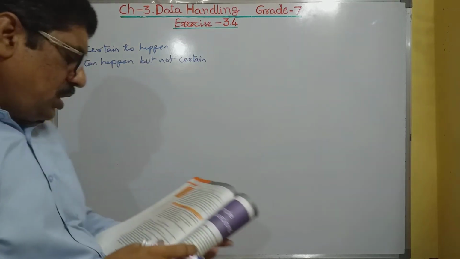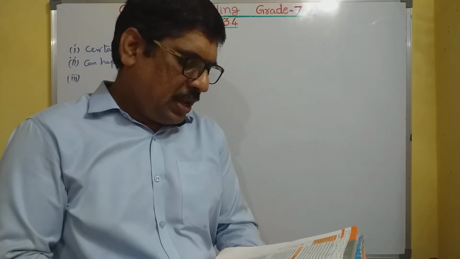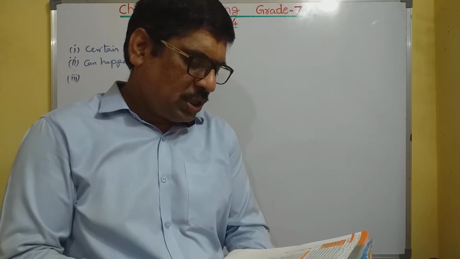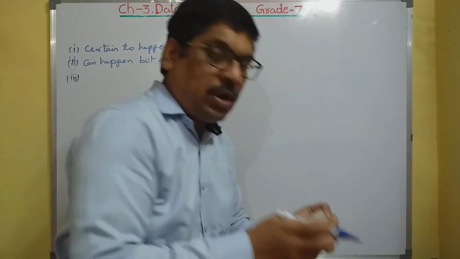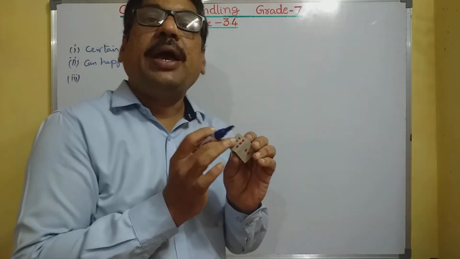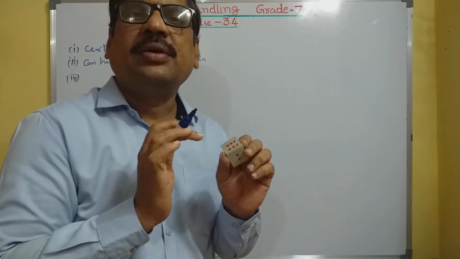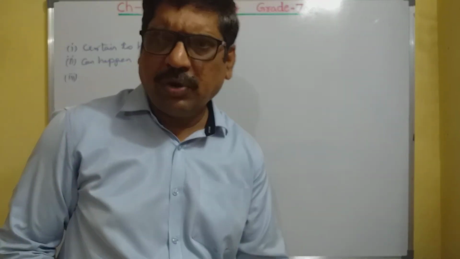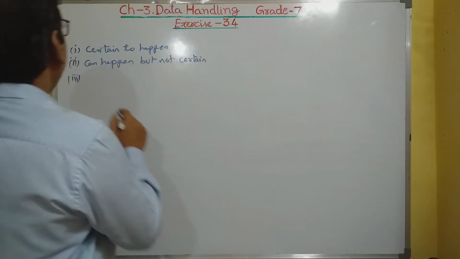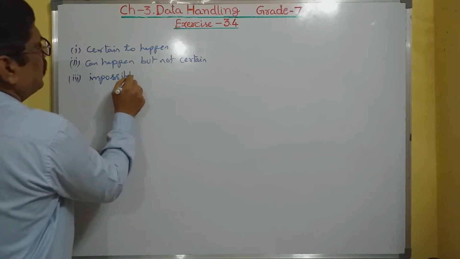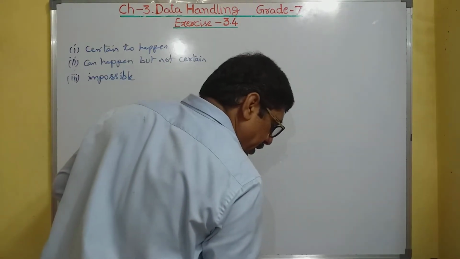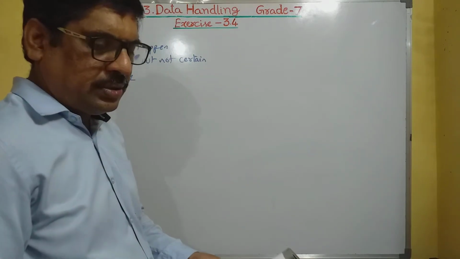What is the third question given? A die when tossed shall land up with 8 on top. So how many dots maximum on a die? The maximum number of dots on a die is 8. But how do you get 8? It is impossible. Yes. So the third one is impossible. Okay. Did you understand? So it is an impossible event.